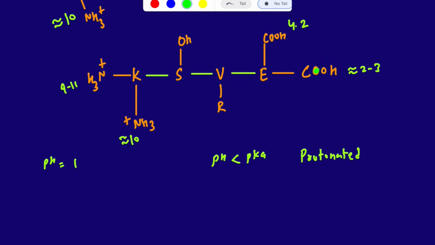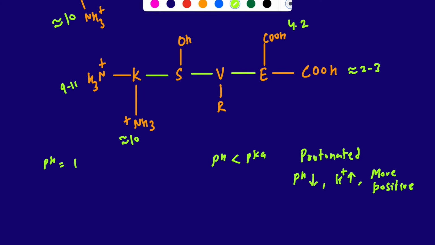And then this C terminal is also going to be protonated because we're looking at the pKa range of anywhere between 2 to 3. So everything is going to be protonated. Everything is going to have protons on it. And another thing to think of is that whenever you are becoming more acidic, that means whenever your pH goes down, your H plus concentration goes up, then you tend to become more positive. But now, how much positive?